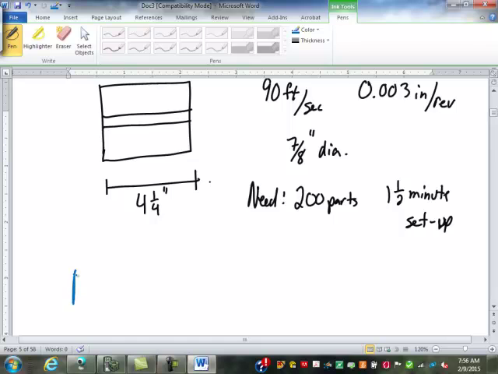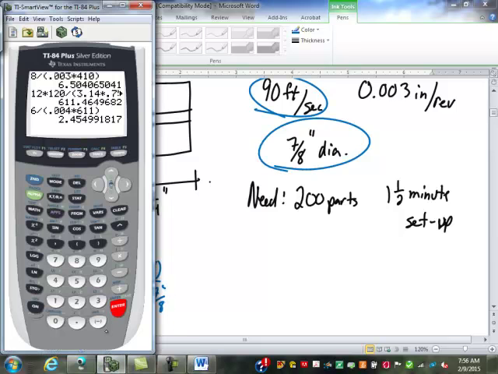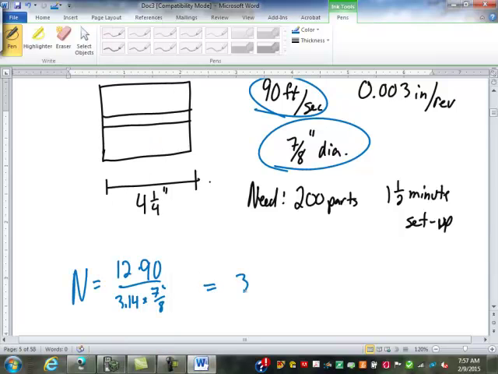Okay, so we're going to find the RPM by, what do we put in here? So 12 times 90 over 3.14 times 7/8. So I'm going to put this in the calculator. 12 times 90 divided by parentheses, 3.14 times 7/8 is just 7 divided by 8. Close my parentheses. Equals 393 RPM.